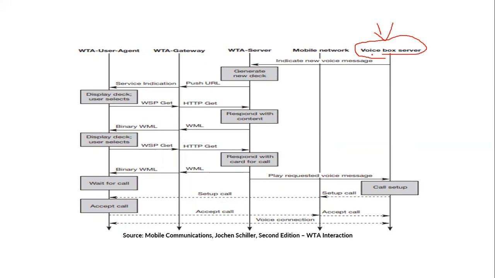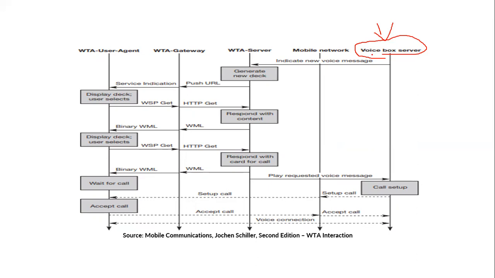So without WAP, the network operator will just send an SMS to the user indicating that you have some messages in the voice box. That's all it will say. It will not say who has sent the message or what the different messages are. The client should call back to know what the message actually is.